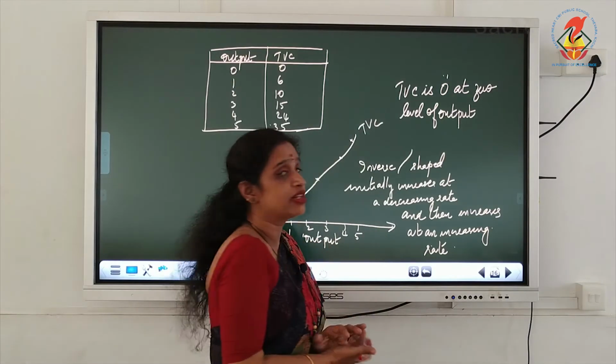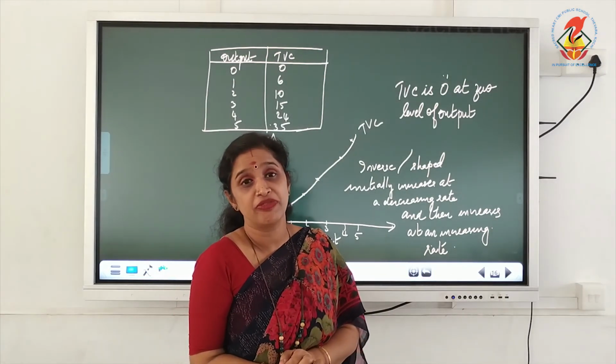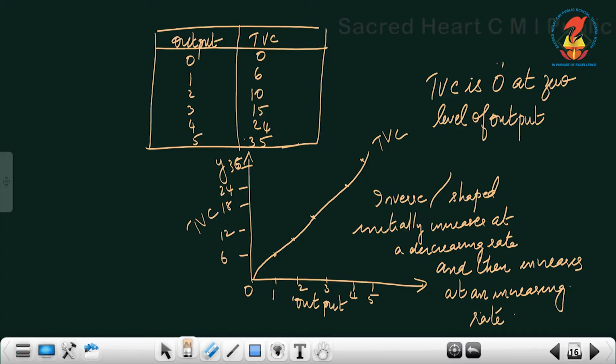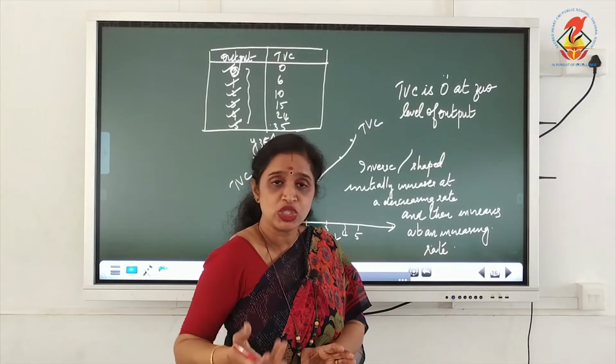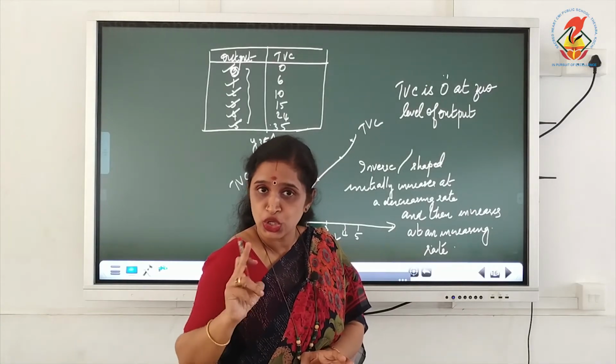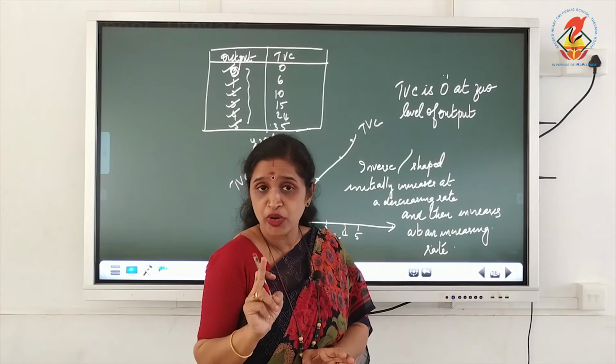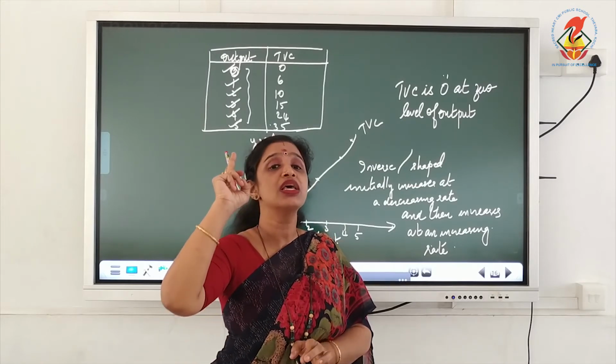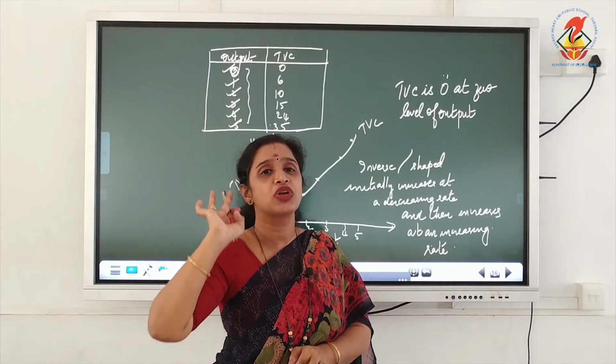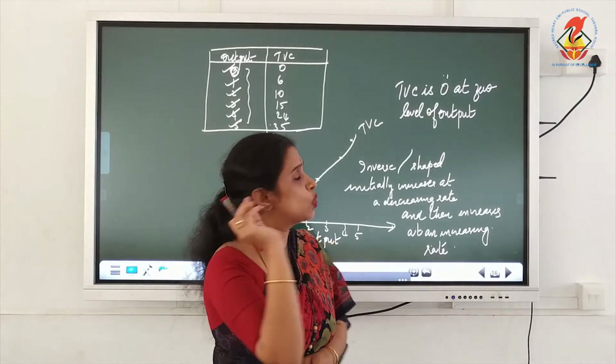Now, we can explain this total variable cost with the help of a table. Now, look at the table. Output is 0. Then 1, 2, 3, 4, 5. Number of output is increased. Now, total variable cost you can find at 0 level of output. If nothing is produced, will there be any variable cost? No. Therefore, another point which you have to keep in mind is at 0 level of output, total variable cost is 0.